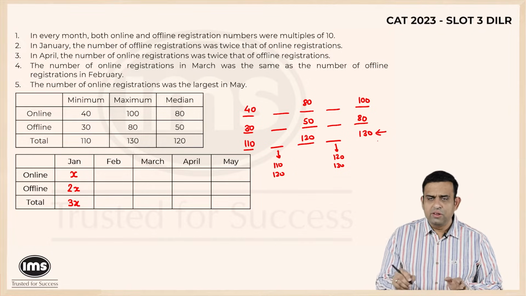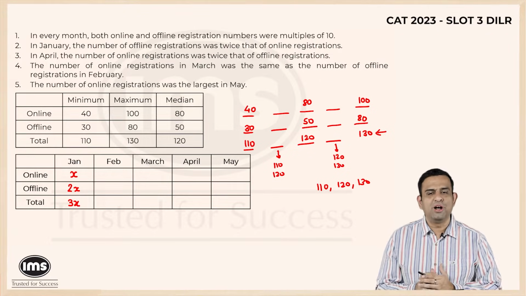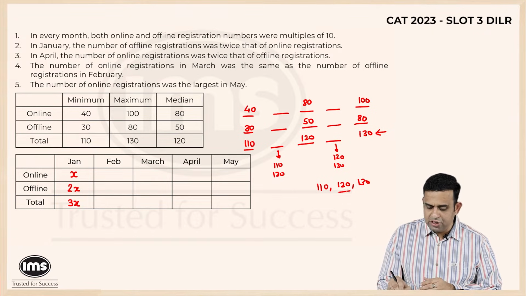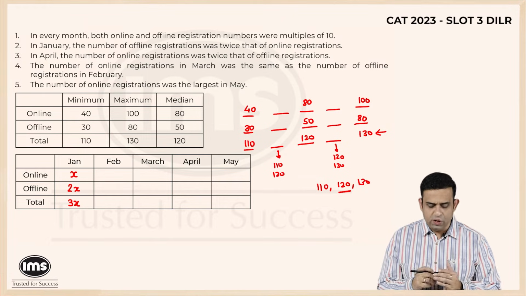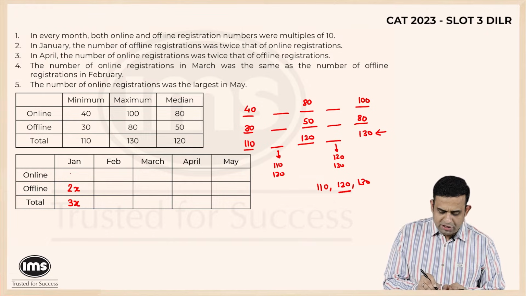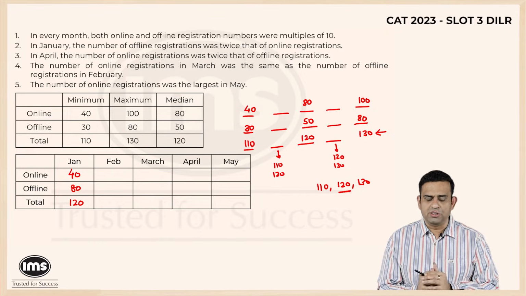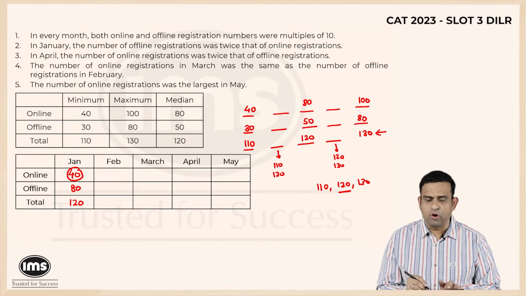And for the total, the only values which are possible are 110, 120 or 130, and this total needs to be a multiple of 3 because the number 3X is going to be a multiple of 3. So the only number which is a multiple of 3 here happens to be 120. So if 3X is 120, X becomes equal to 40, and that means we are able to find this as 40, 80 and 120. And at this moment itself, we are able to answer one of the questions where they ask you the number of online registrations in the month of January, and that answer basically happens to be 40.